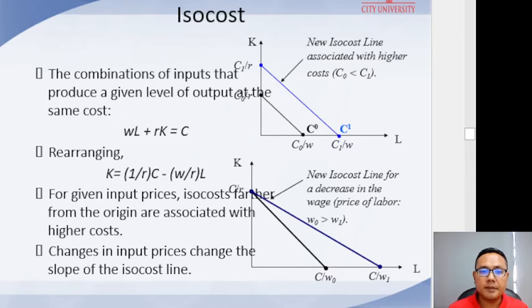And then when we discuss isocost, an isocost is a line that represents the combination of inputs that will cost the producer the same amount of money. That's isocost: the combination of inputs that produce a given level of output at the same cost.